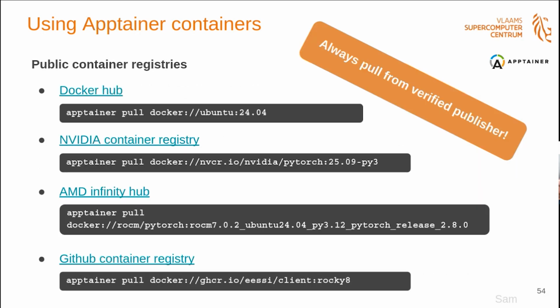So here is a list of public container registries that you can use to download Docker containers mostly. You have Docker Hub, which is the biggest one, but there's also the NVIDIA container registry for containers optimized to run on GPUs. Similar for AMD GPUs, AMD Infinity Hub, and also on GitHub, you can publish your own containers if you want and make them publicly available.